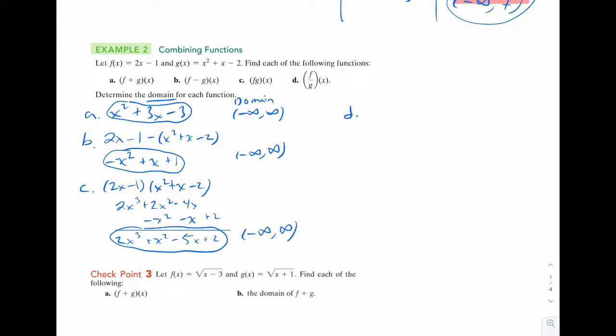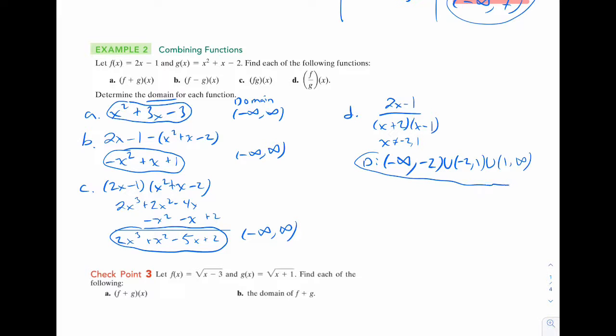And our last one, part D, f divided by g. So simply just put them one over another. 2x minus 1. And we could leave it factored just to make sure. That'd be x plus 2, x minus 1. You don't have to do that, but it's helpful to have it factored, because now we can see nothing will reduce. And our domain, we can see x can't be negative 2 or 1, so our domain is going to be negative infinity to negative 2, union negative 2 to 1, union 1 to infinity. Now we'll circle that. Okay, so there's our answers there.